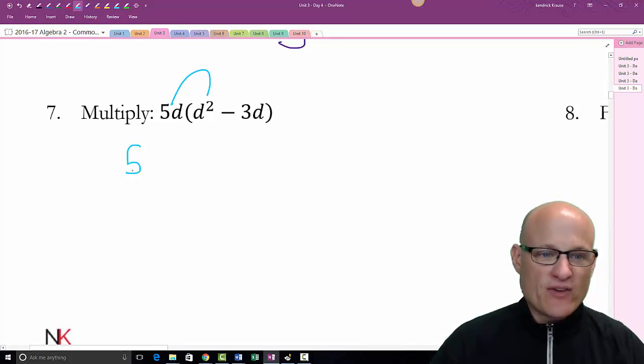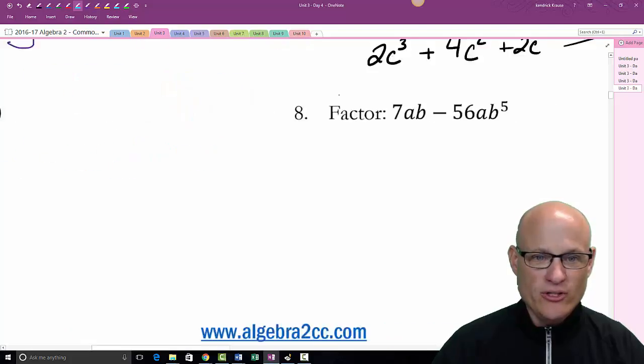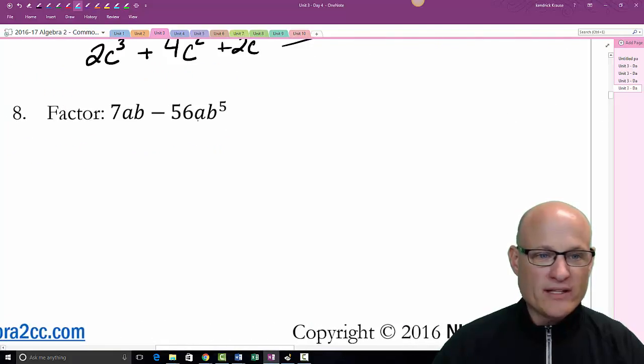5d times d squared is 5d, add the exponents, cubed. 5d times negative 3 is negative 15d squared. Whoa, what do they have in common? Well, 7 goes into 56. So I know I have a 7 in common.